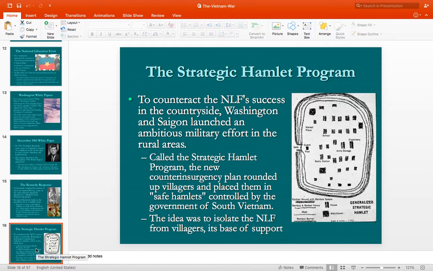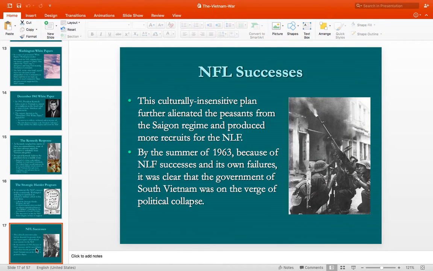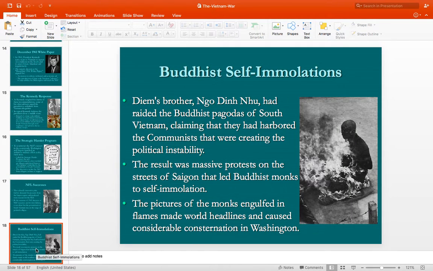They implement what was known as the Strategic Hamlet Program. And this was a way to sort of go through the rural countryside and interact with communities who they believed to be on their side. The National Liberation Front, on the other hand, was very successful, and it was bringing the South Vietnamese government to its knees.